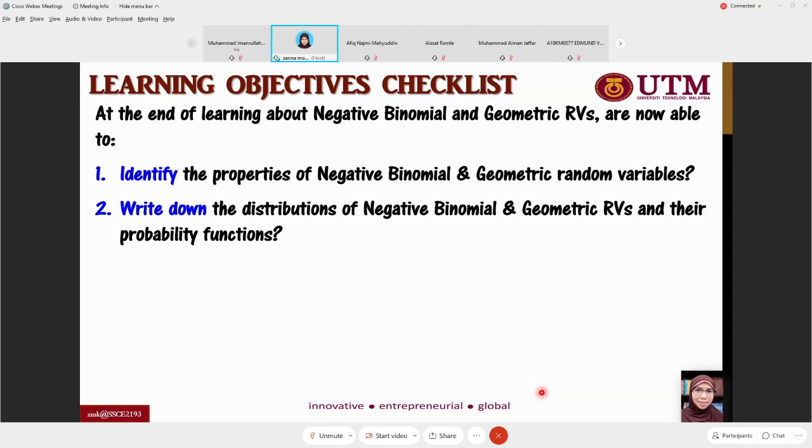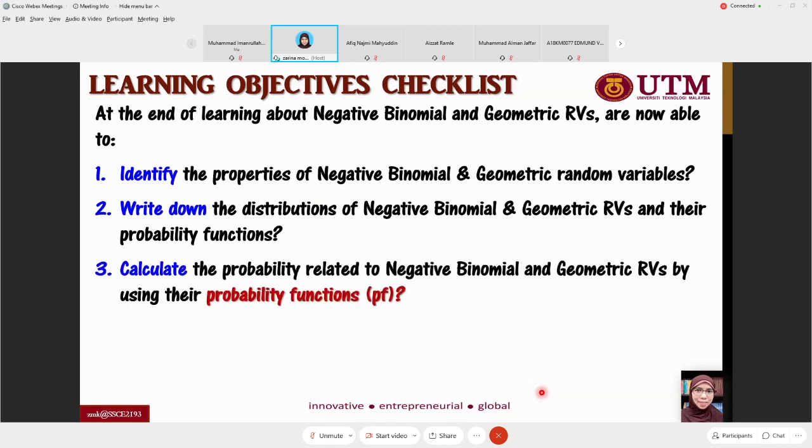Once you know the distribution, of course, you should be able to write down the probability functions. And those are available in the statistical table booklet. And you should also be able to calculate probabilities related to negative binomial and geometric random variables by using their probability functions. Here again, you do not have cumulative negative binomial probabilities or cumulative geometric probabilities in the statistical table, unlike binomial and Poisson. So in order to solve probability questions related to these two random variables, you have to use probability functions only.